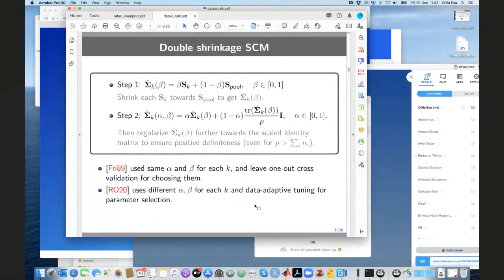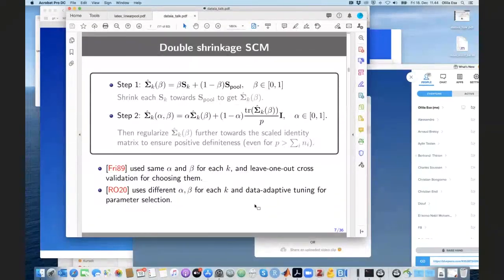And then there's another type of framework that has been proposed in the literature, which uses double shrinkage. This is the approach proposed by Friedman, where you first shrink your sample covariance matrix towards the pooled sample covariance matrix. And then you do another step where you shrink that estimate towards the identity matrix. The second step is necessary to guarantee that your estimator is positive definite.